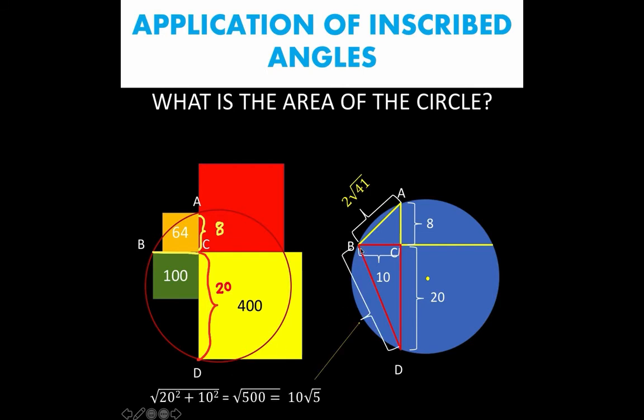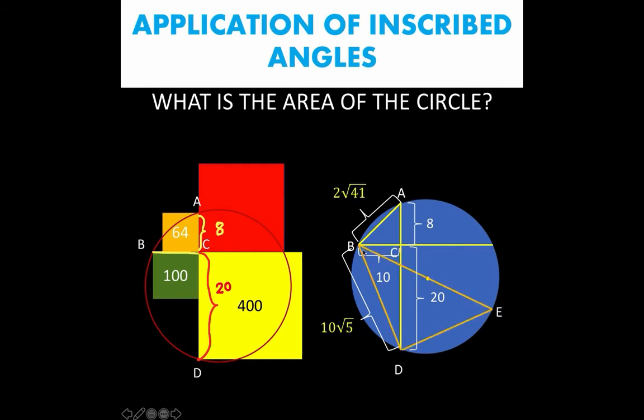The length of side BD is equal to the square root of this side, which has a measure of 20 units, so we have 20 squared, and this other side, which has a length of 10 units, so we have here 10 squared, which is equal to the square root of 500, or simplified as 10 square root of 5.